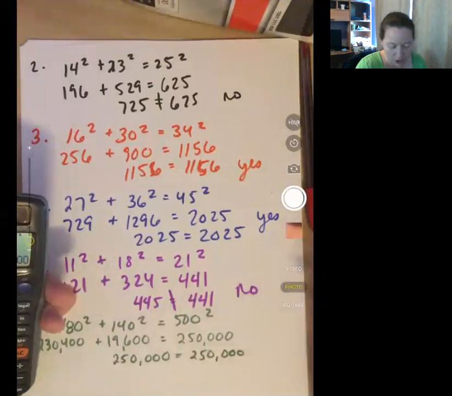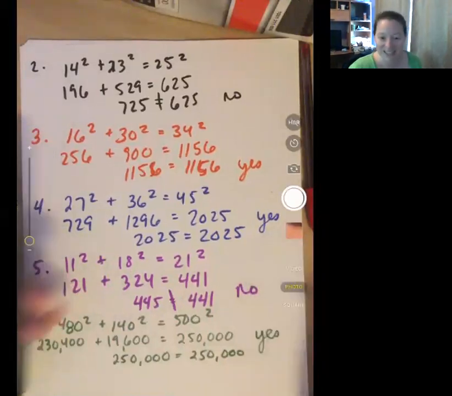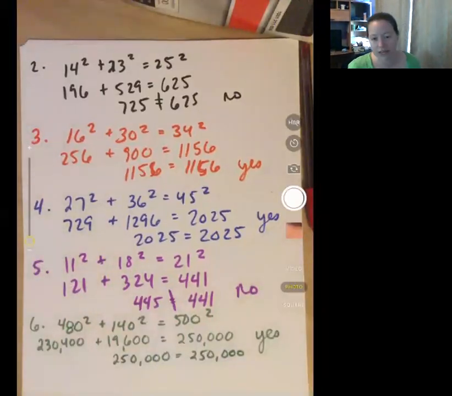Yes, they are. So is it a right triangle? Yes, it is. And this is your justification for it. That's what they want. They want the justification. How do you know? Well, that's how you know. Right there. That problem right there is how you know.